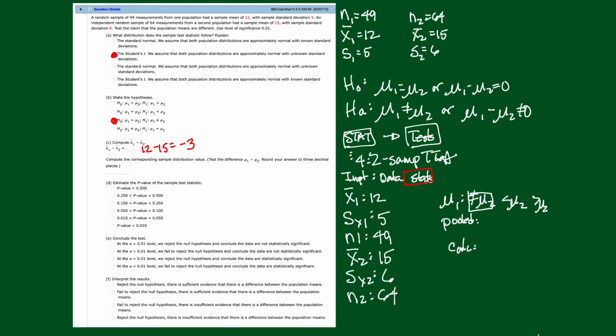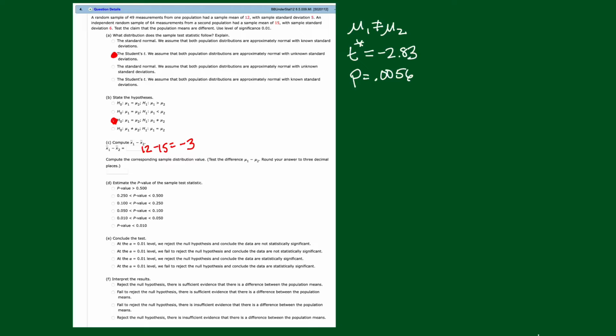Now it says pooled, all right? The choices are no, yes. We are going to assume yes, that there's just one big population. If there's no difference, just one big population. So put your cursor on yes, and then go down to calculate and press enter.